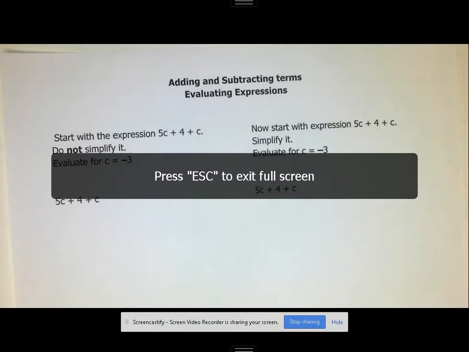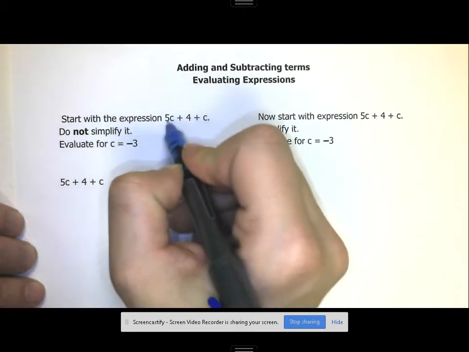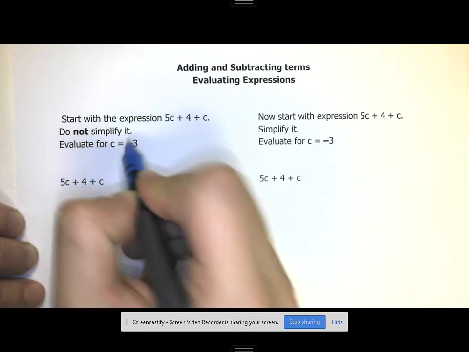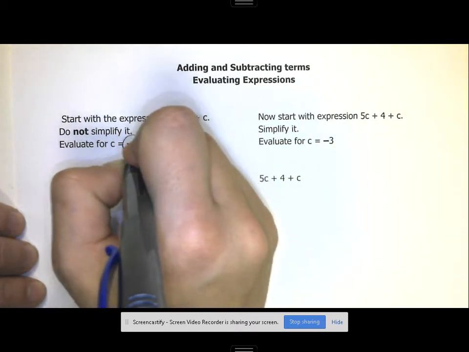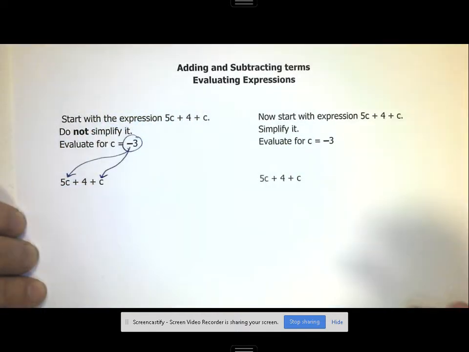Okay, in this video, I'm going to go over how to add and subtract terms and how to evaluate expressions. So in this example, it says, start with the expression 5c plus 4 plus c. Do not simplify it. Evaluate for c equals negative 3. Now, what evaluate for c equals negative 3 means is every time you see a c, plug in negative 3.